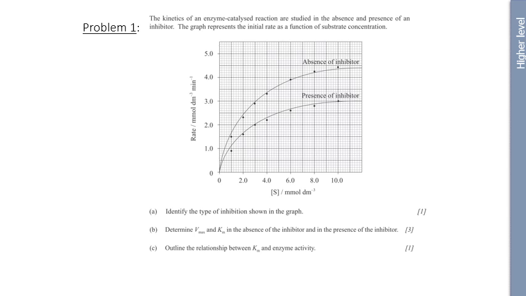So here's a problem. The kinetics of an enzyme catalyzed reaction are studied in the absence and presence of an inhibitor. The graph represents the initial rate as a function of substrate concentration. Identify the type of inhibition shown from the graph, so you could probably look at the previous slide. Determine Vmax and Km in the absence and presence of an inhibitor using a graphical method, and outline the relationship between Km and enzyme activity.